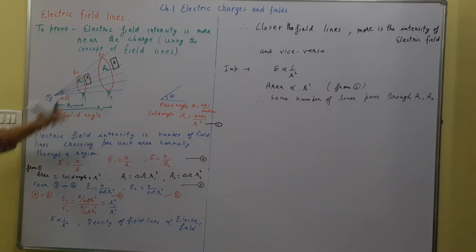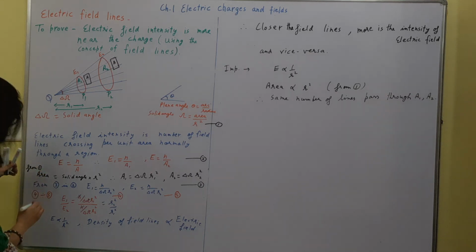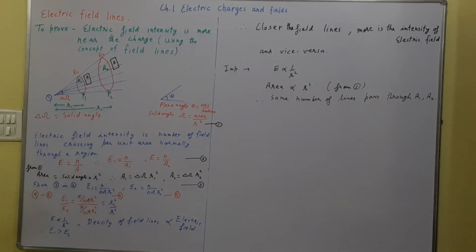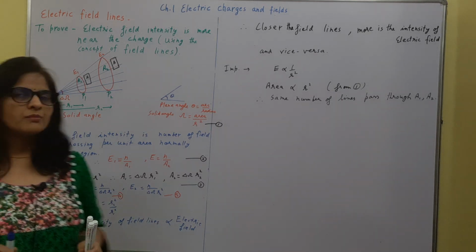That means E1 is greater than E2, because here the lines are closer. So this is all about the present video.